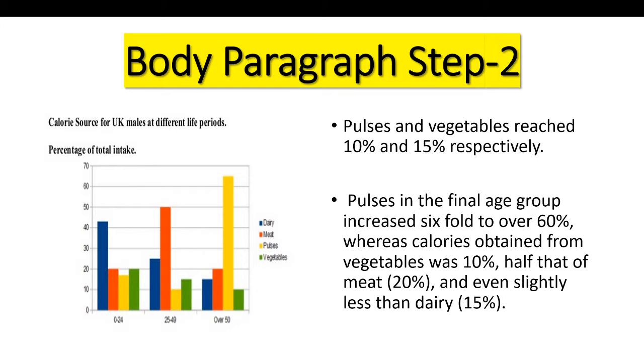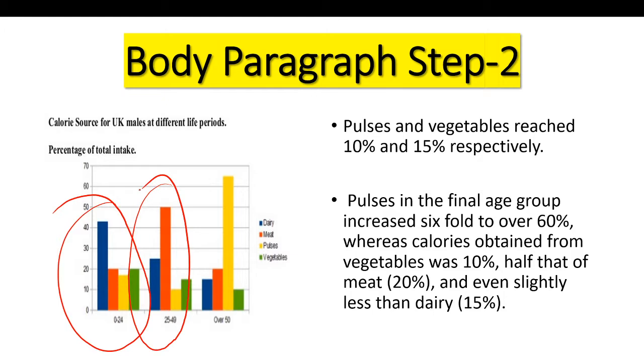Further is the body paragraph step 2. First we have already described 0 to 25. Now we had explained 25 to 49. So now pulses and vegetables reached 10% and 15% respectively. You can see these are the pulses and this the vegetable, so that's the 10% you can see over here.